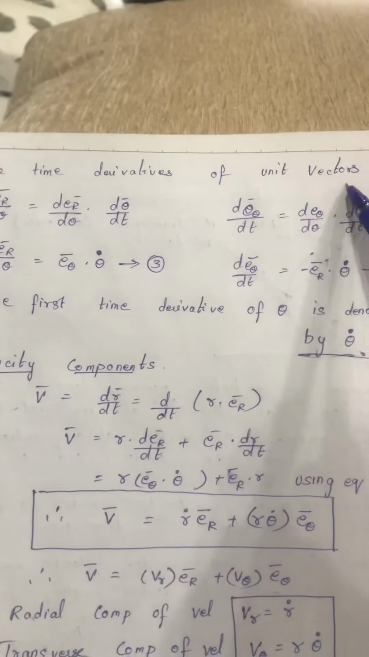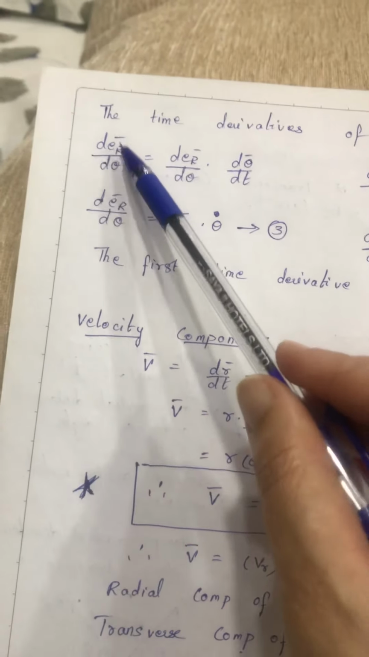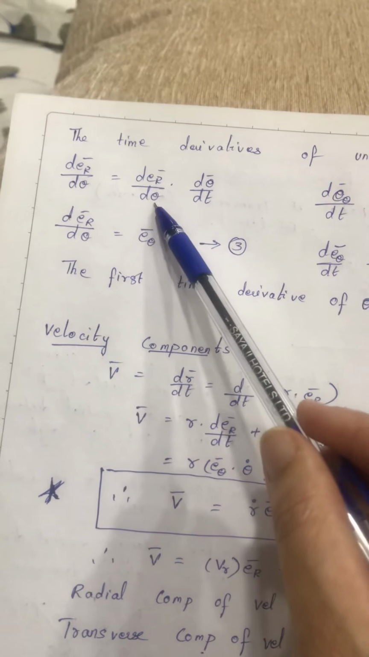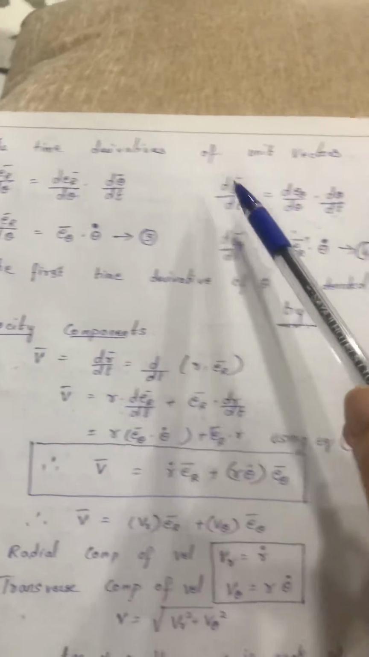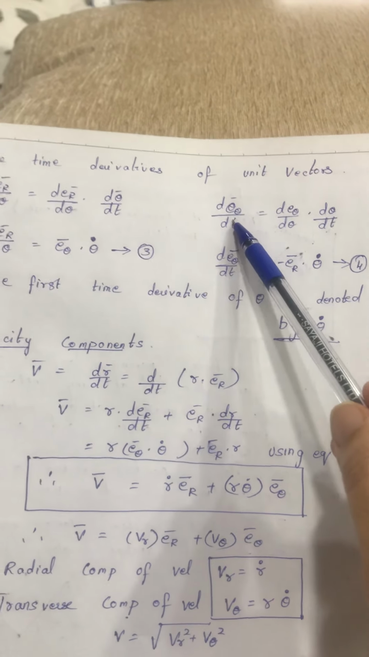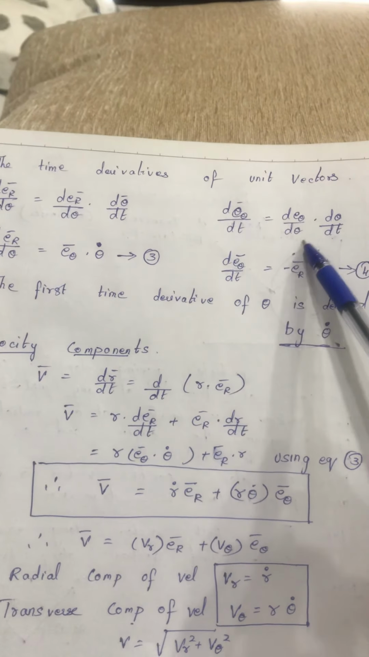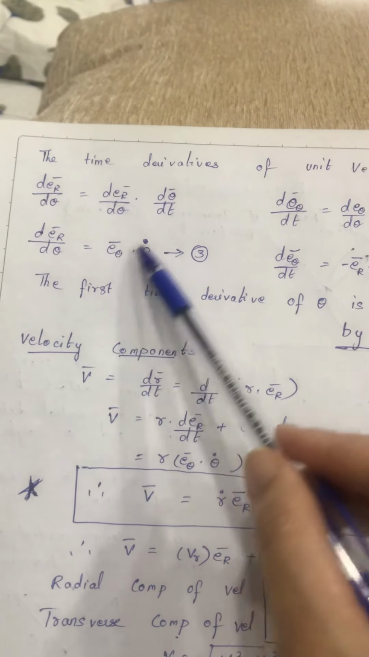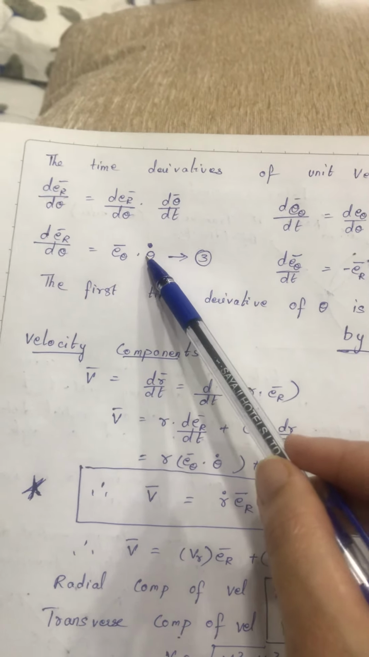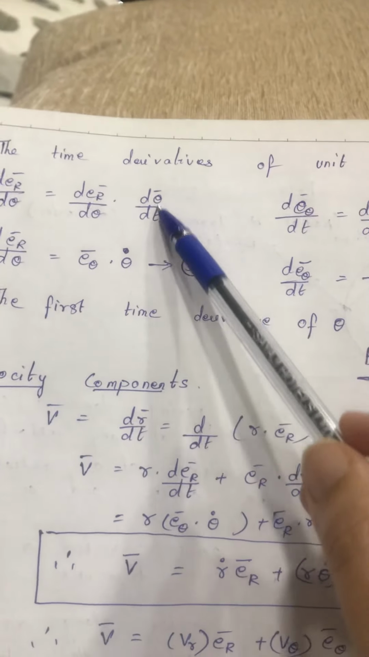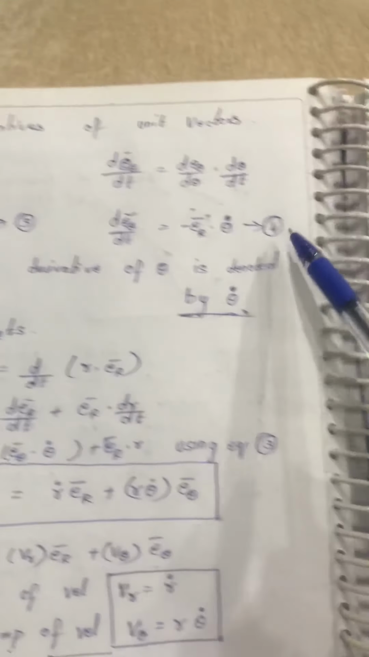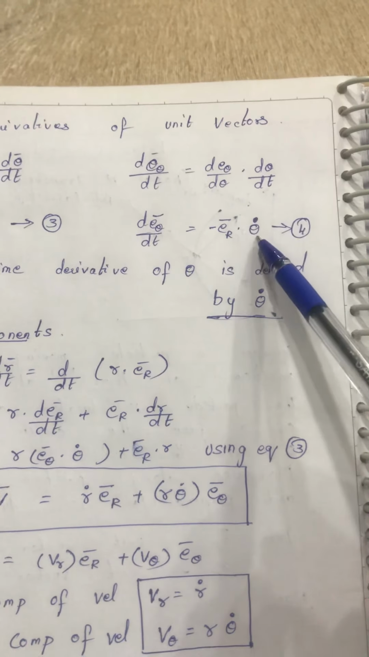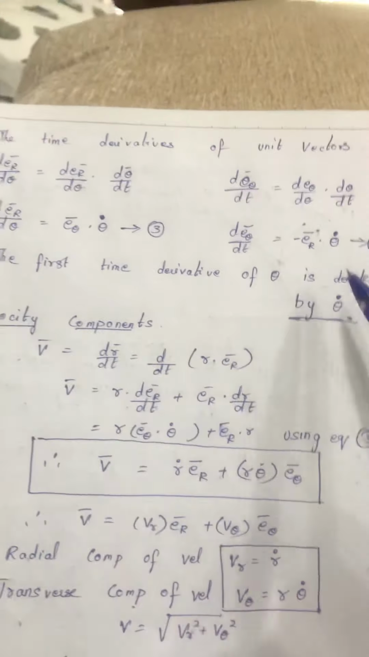Now the time derivatives of these two unit vectors can be written as: d e_r by dt can be written as d e_r by d theta into d theta by dt. Similarly, d e_theta by dt can be written as d e_theta by d theta into d theta by dt. Okay, so this is nothing but e_theta. The first derivative of theta I am calling theta dot. Same thing over here, this is nothing but minus e_r into theta dot. That is what I have written over here.